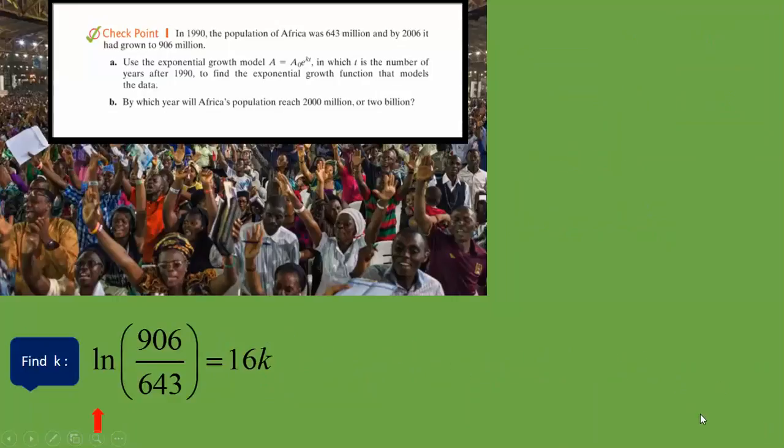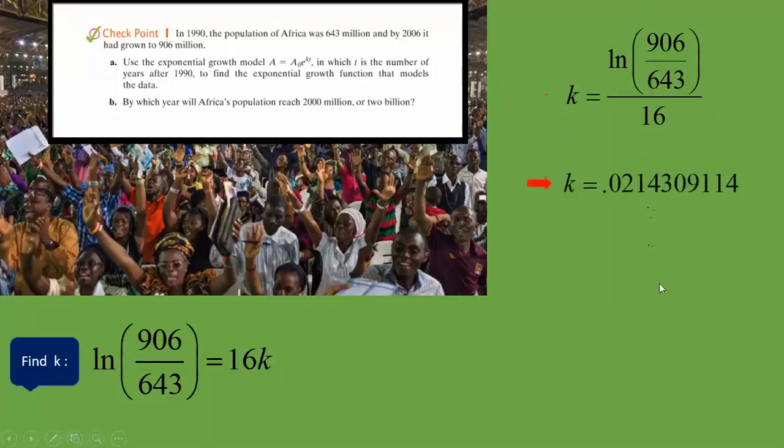So the next thing we want to do is to solve for k. So that means that since we have an equation of number times letter is equal to number, we just divide both sides of the equation by 16. So now we have k is equal to the fraction that you see here. We put those values in our calculator, and we end up with this rather long decimal number. So k is equal to 0.02143091114.